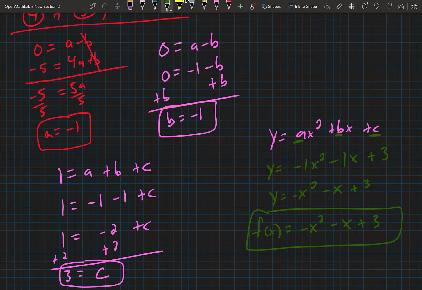Right? So just kind of an interesting connection, using systems of linear equations. Right? All right, so that's all I have for this section.